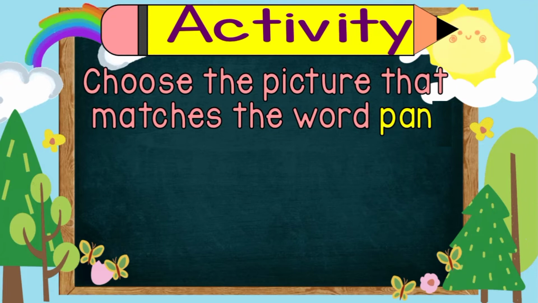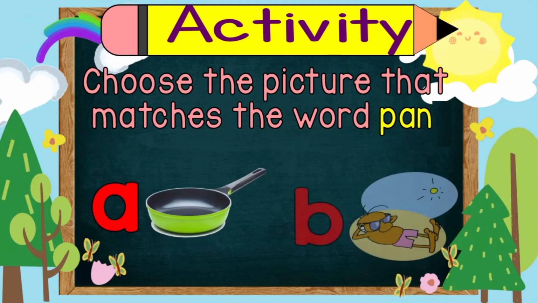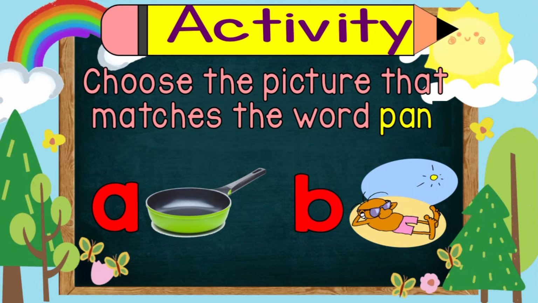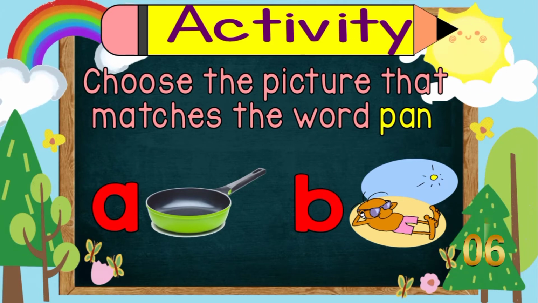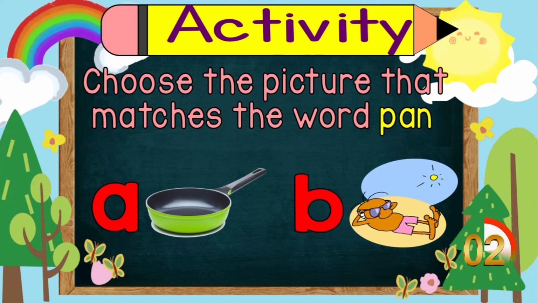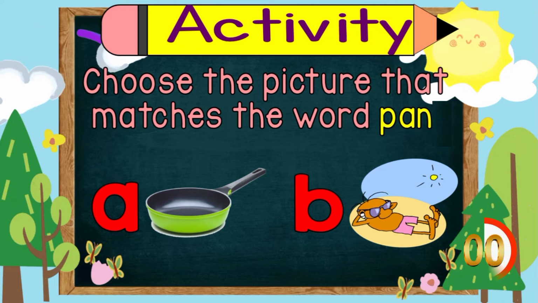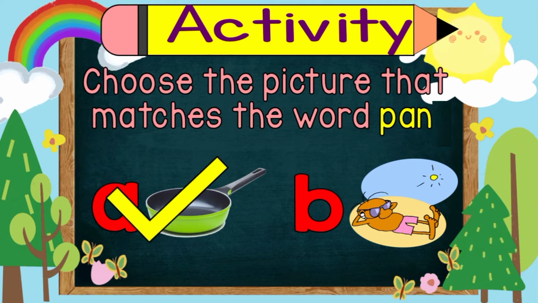Choose the picture that matches the word pan. Is it letter A or letter B? What is your answer? The correct answer is letter A. Very good.